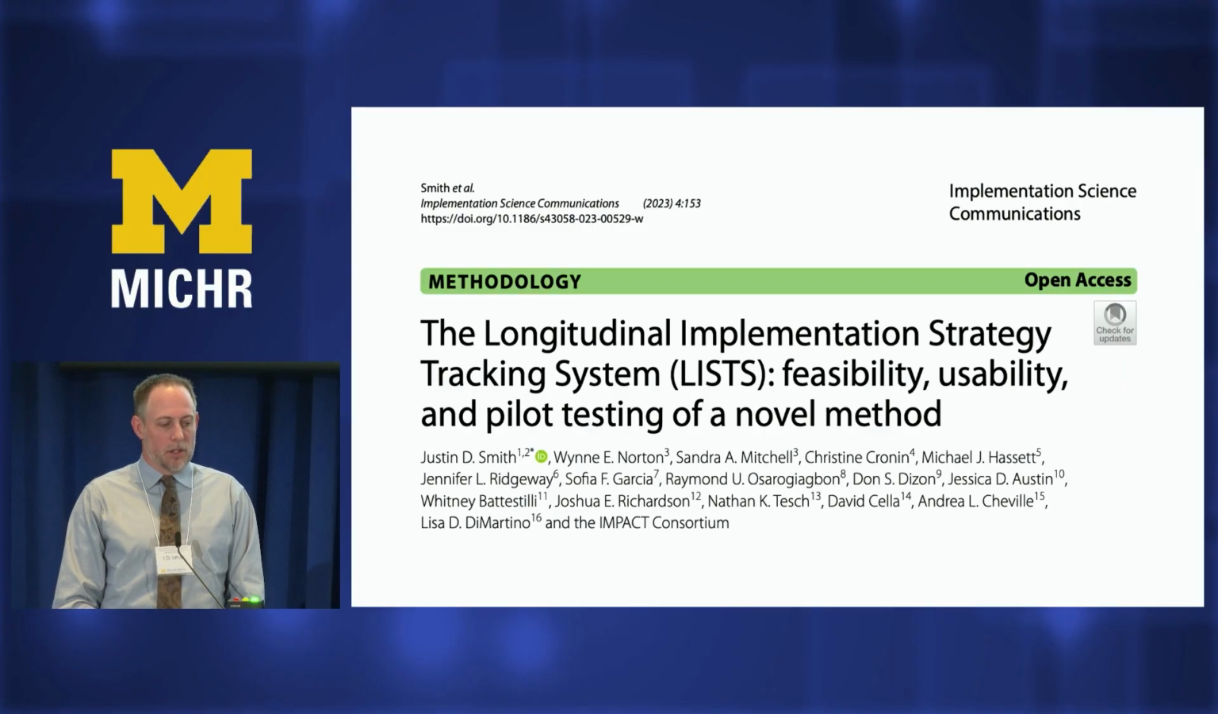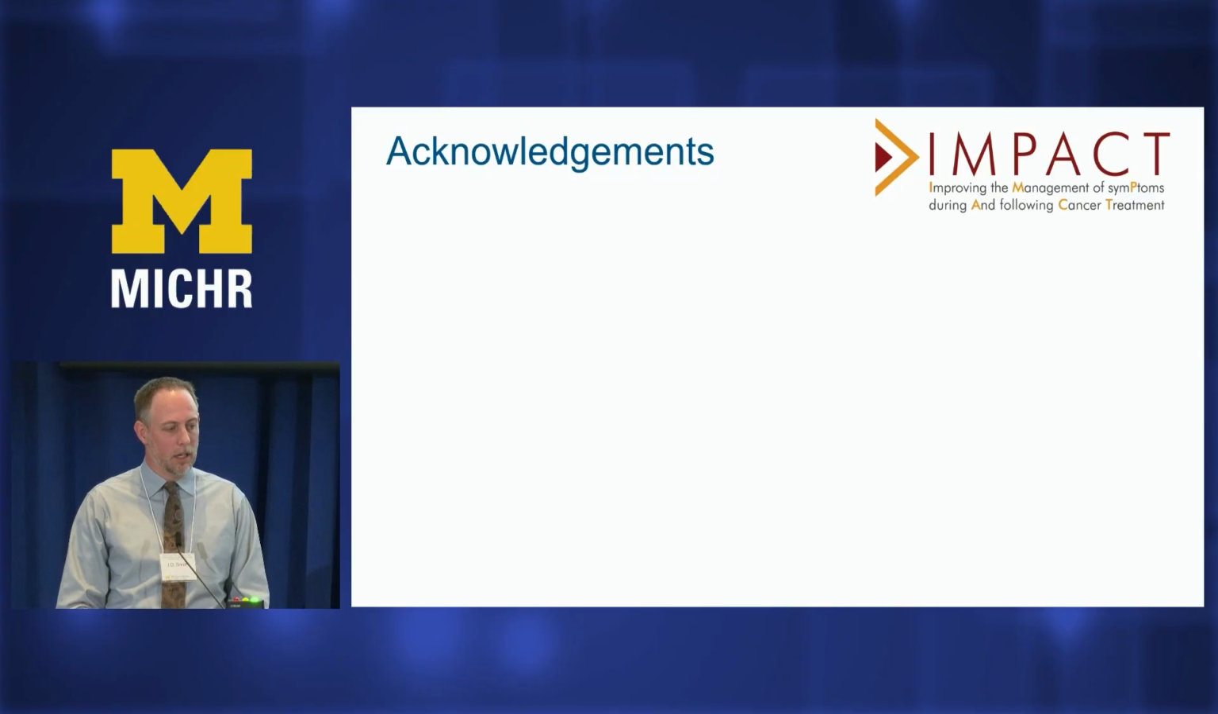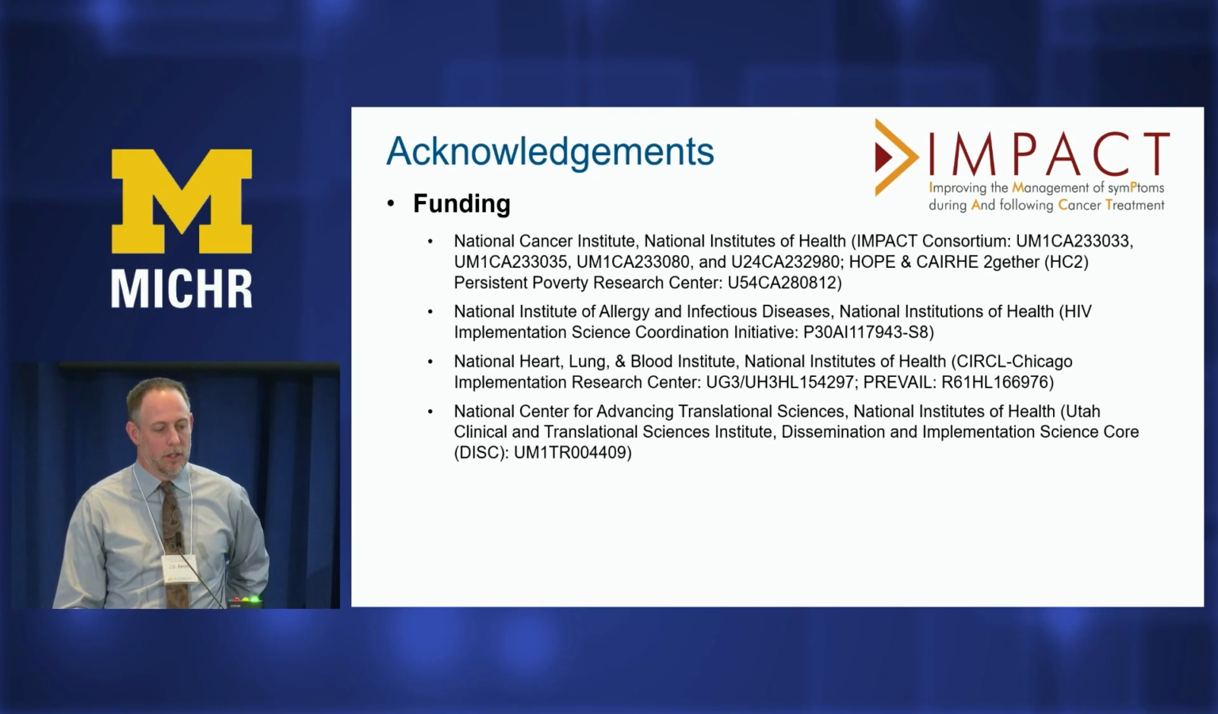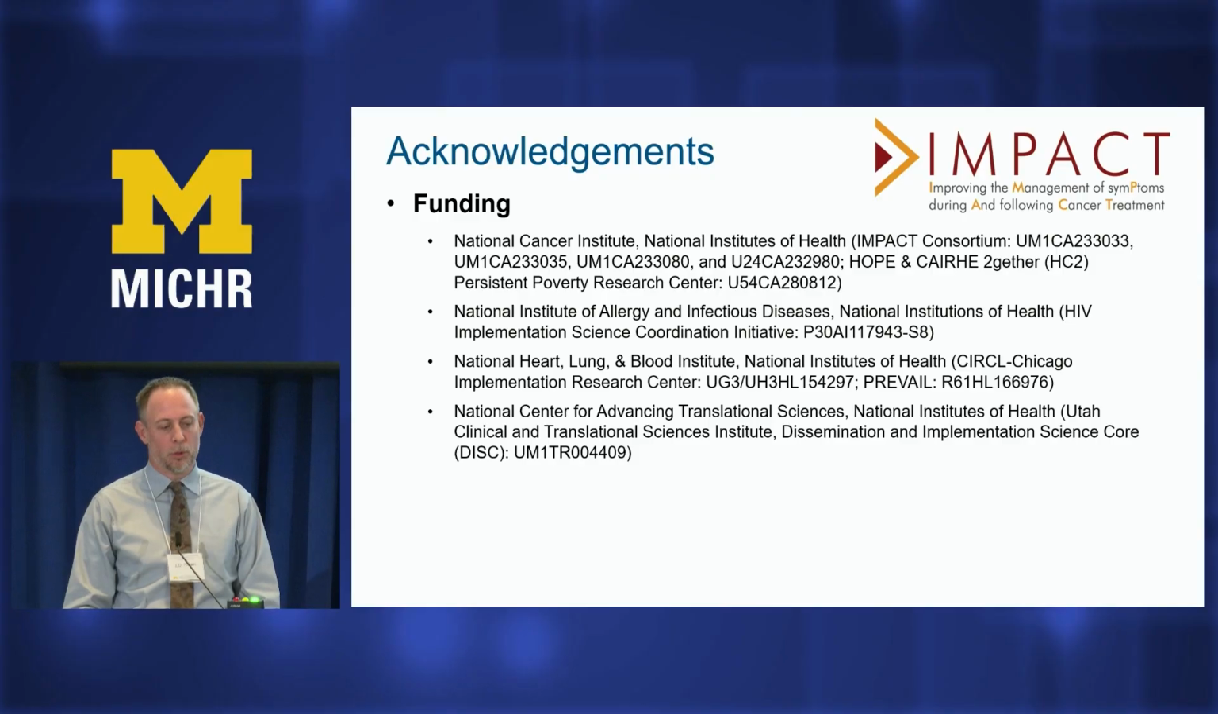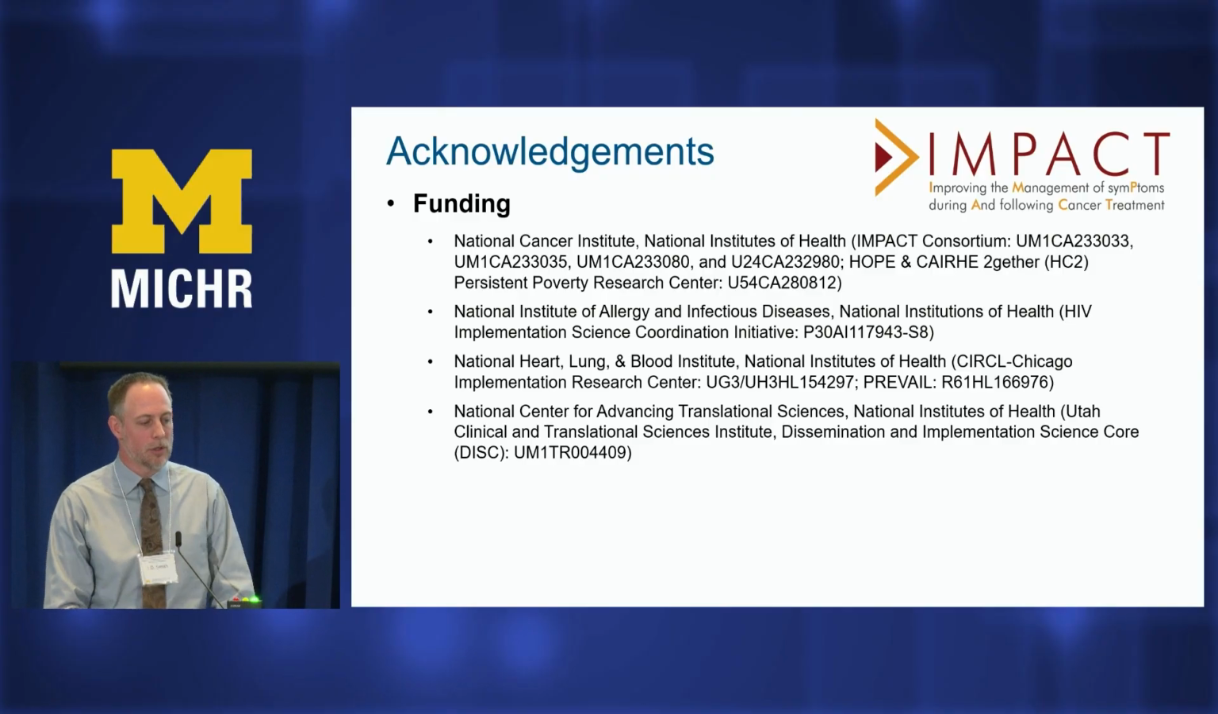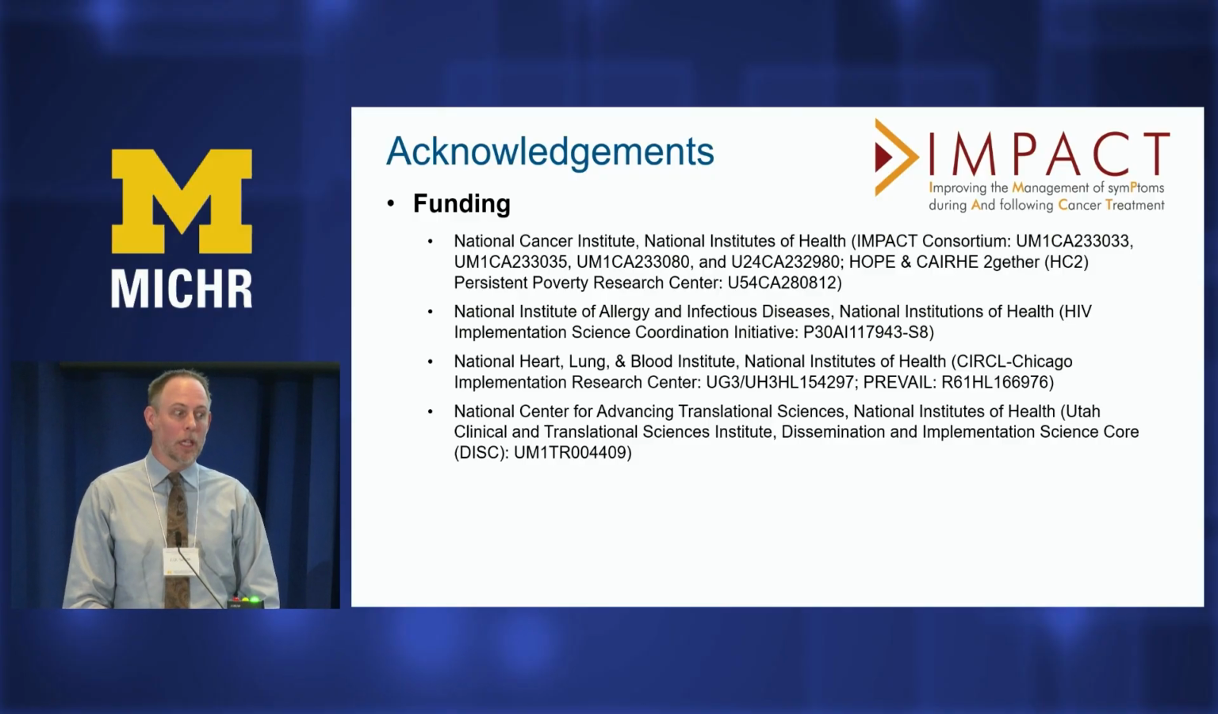So LIST is the Longitudinal Implementation Strategy Tracking System. We developed this, I have to do this every time because NCI gets mad at me if I don't, using funding from the IMPACT Consortium, which was funded by NCI. This was about improving management of symptoms during and following cancer treatment. It was 3 quite large centers that did symptom monitoring and then intervention across different health systems, and then there was a coordinating center as well.